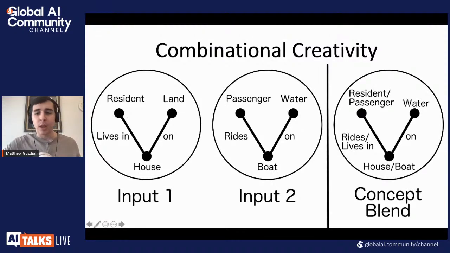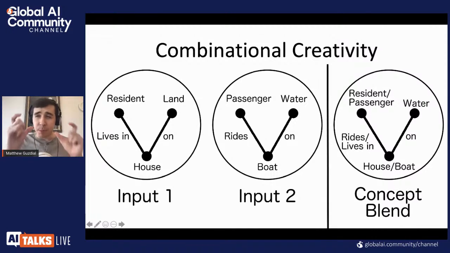Now, there are a few functions for trying to represent this. For example, there's conceptual blending. So let me give you an example of how conceptual blending works. Over here on the left, we have one piece of input. This is a little graph, right? This sort of V-shaped graph, where each of the nodes is a thing, and each of the edges is a relationship between these things. So input 1 would be read as a resident who lives in a house on the land. So it's basically the idea of living in a house. And input 2 would be a passenger that rides a boat on the water. So the idea of riding on a boat.